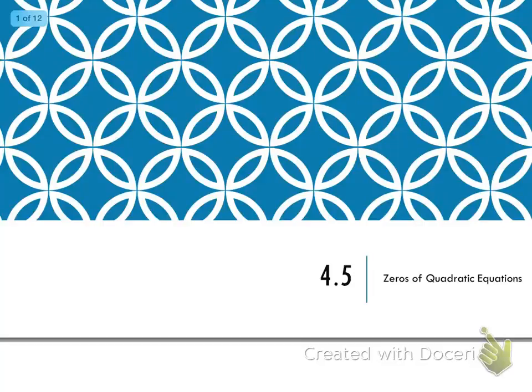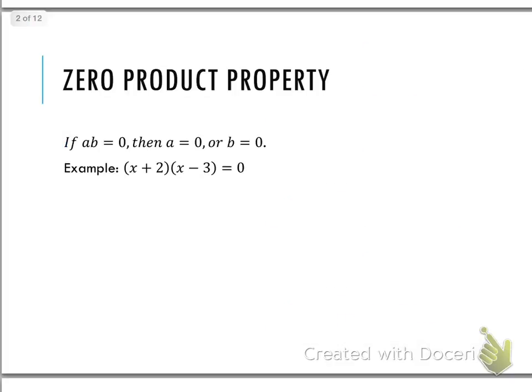Okay, in this video we're going to be talking about the zeros of quadratic equations. So again, quadratic equations are y equals ax squared plus bx plus c. So it's when we have an x squared in the problem, it's going to make that parabola. Okay, so first off, zero product property.